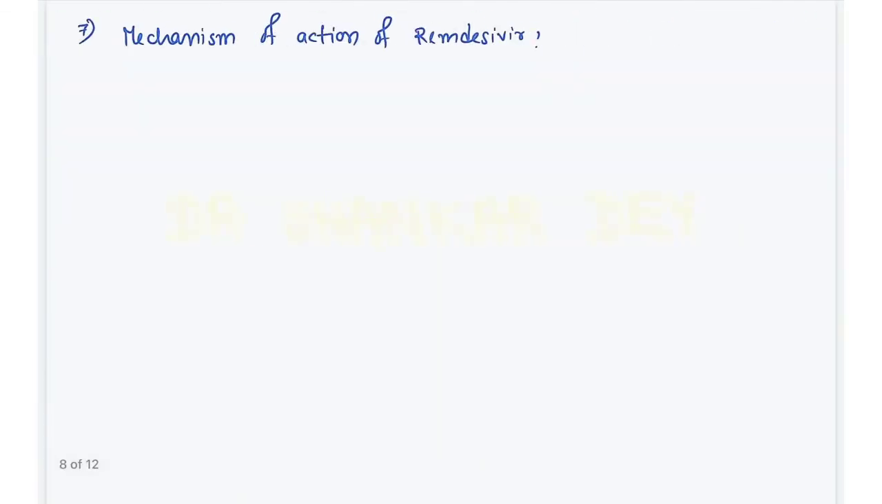Next, what is the mechanism of action of this drug remdesivir? So this is a very popular drug of this COVID era. So what is the mechanism? This drug inhibits which enzyme? Is it RNA dependent RNA polymerase, or DNA dependent RNA polymerase, or DNA dependent DNA polymerase?